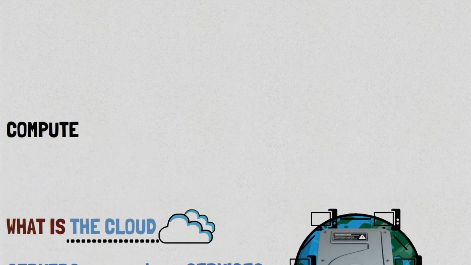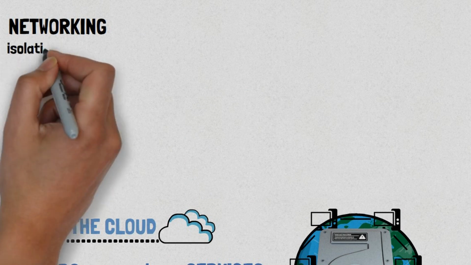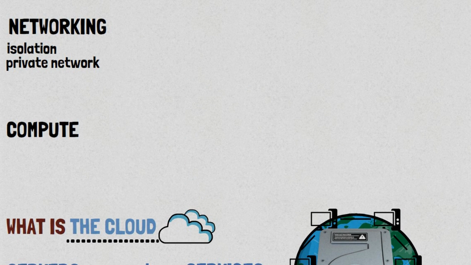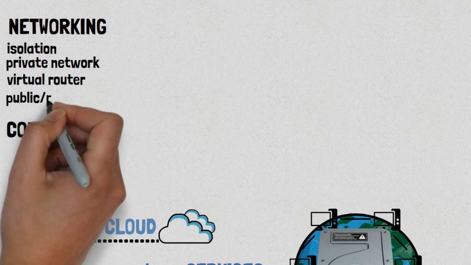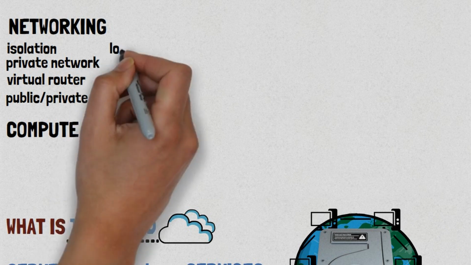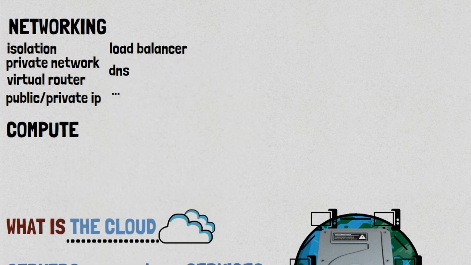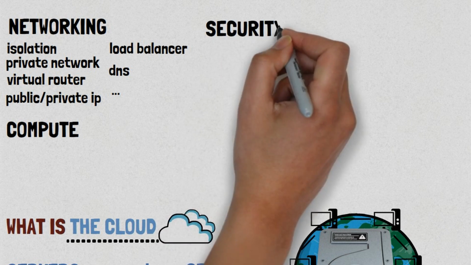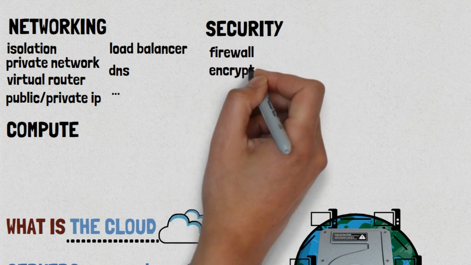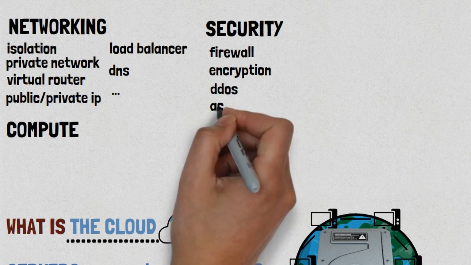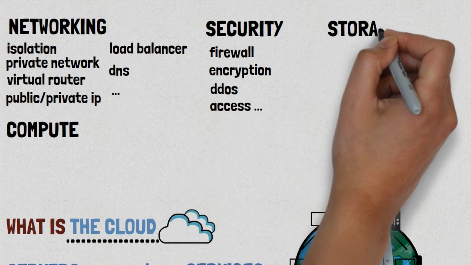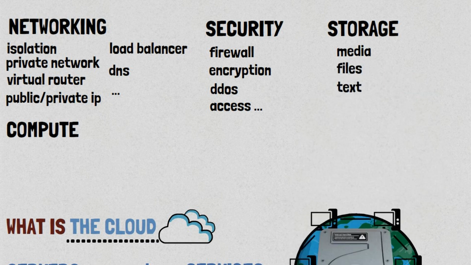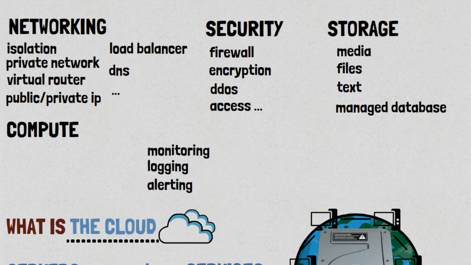That's the compute part. But they also offer you networking services. So you can have network isolation, attach your computer to a private network, have a router around it. Your server will get public and private IP. You can make use even of load balancer, DNS, and other services. Then you have the security section, where you have services like firewall, encryption, backup, DDoS protection. And then they provide storage capabilities for media, for file, for text, even managed databases. And services like monitoring, logging, alerting, they all come out of the box for your own benefit.